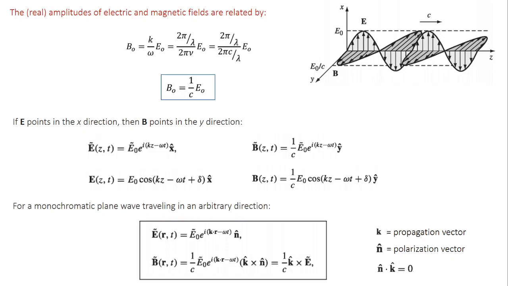So in summary, electromagnetic radiation or electromagnetic waves consist of an electric field and a magnetic field which are mutually perpendicular and are also perpendicular to the propagation direction. In the next class, we will talk about energy stored in an electromagnetic wave.